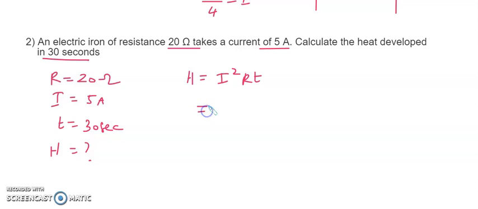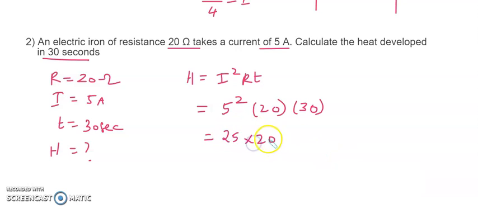So heat energy is directly I²RT. I'll just help you put the values in; the calculation I'm leaving for you. So it's 5² times 20 times 30 seconds. That is equal to 25 times 20 times 30. You find your answer and write it down.